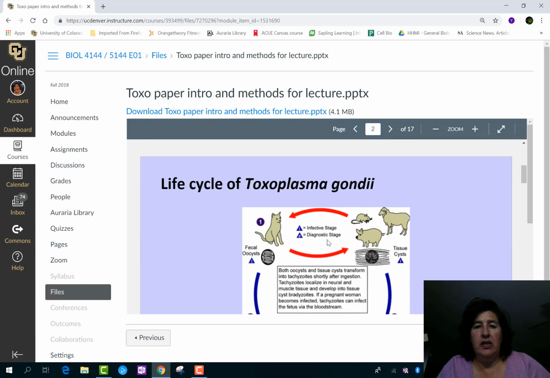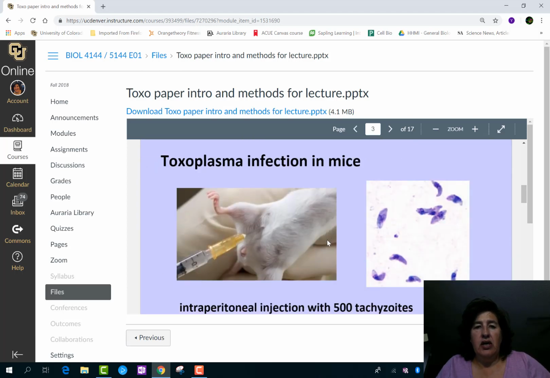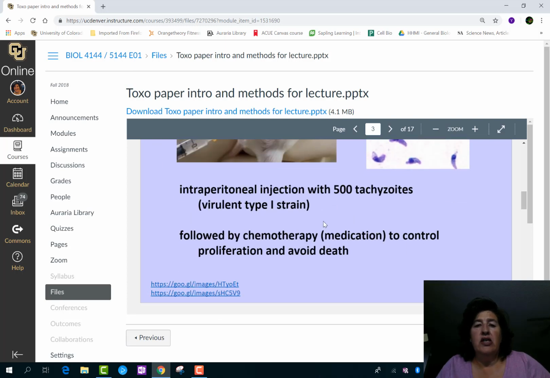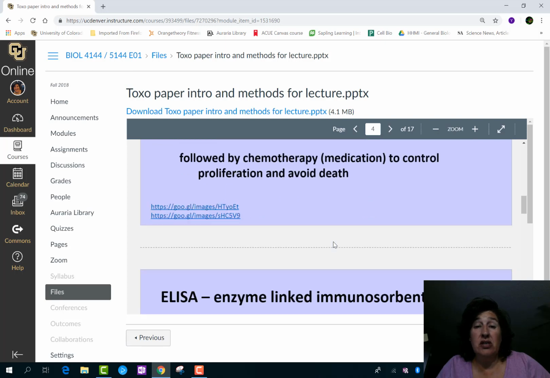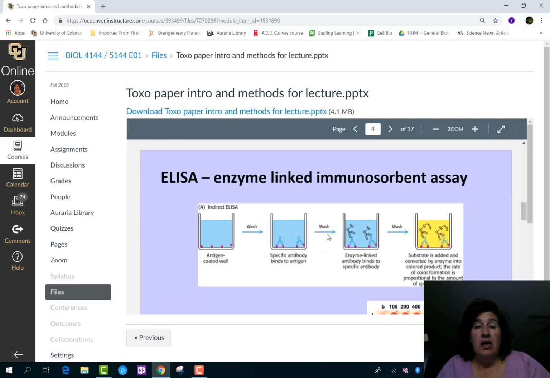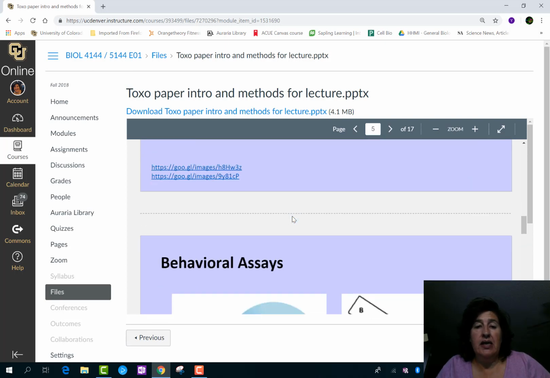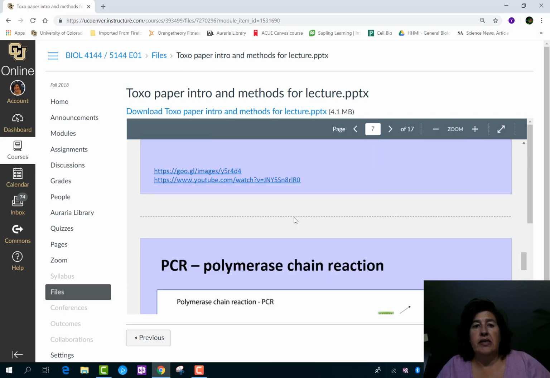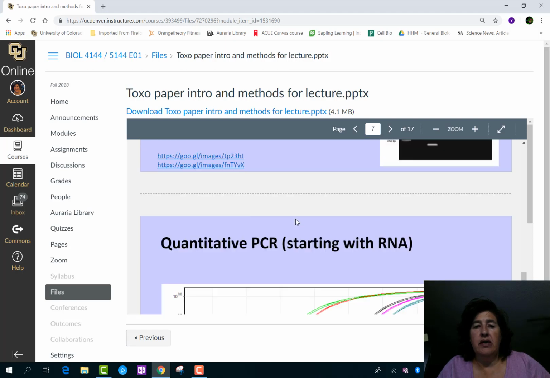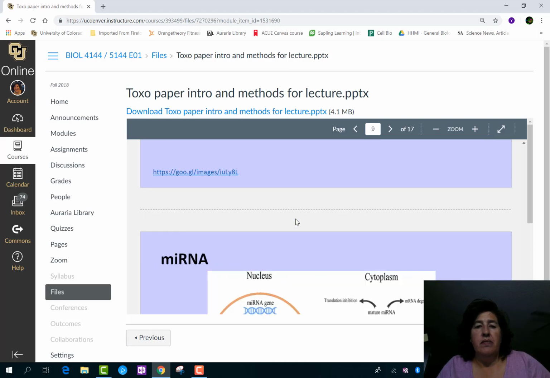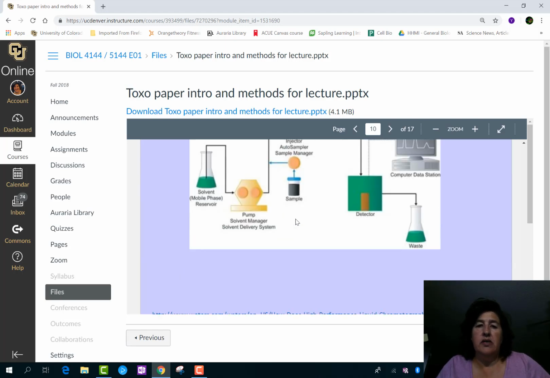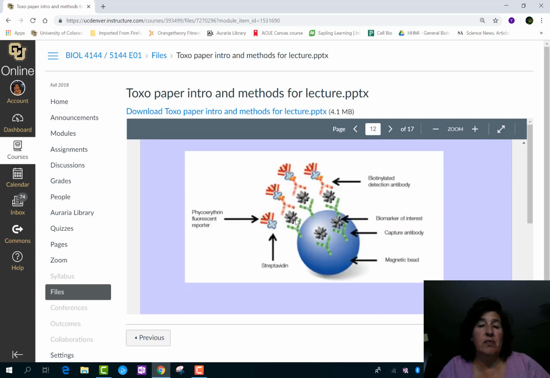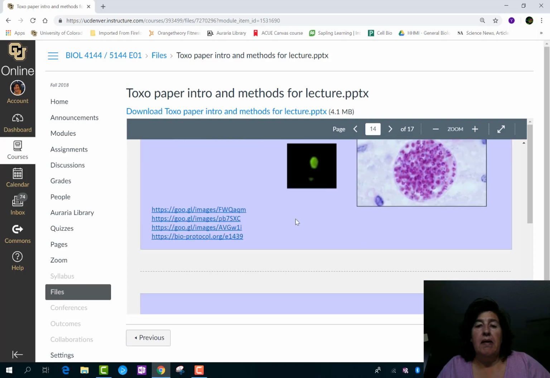See, there's the PowerPoint. And again, it just talks about Toxoplasma. I try to give you some definitions of terms you might know. Here I'm talking about the ELISA assay, the behavioral assays, how mice act, what PCR is, microRNAs, HPLC. So it's a lot about the techniques, because I figured that's what people don't know about.